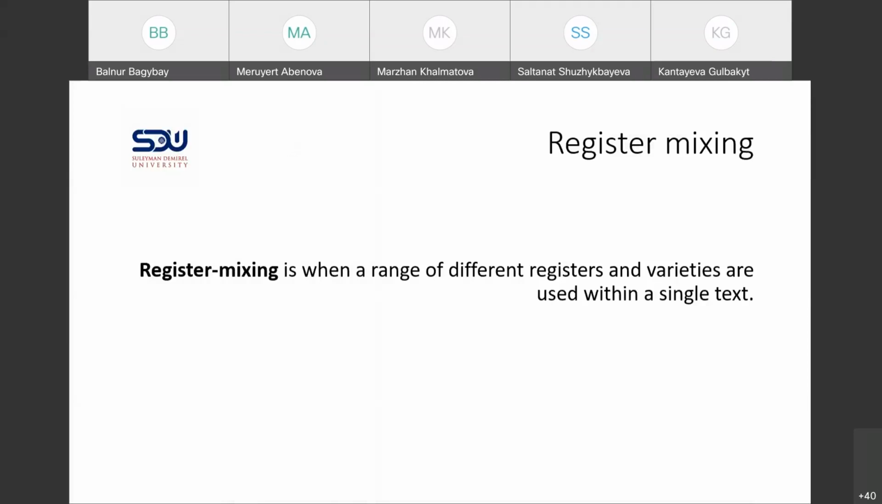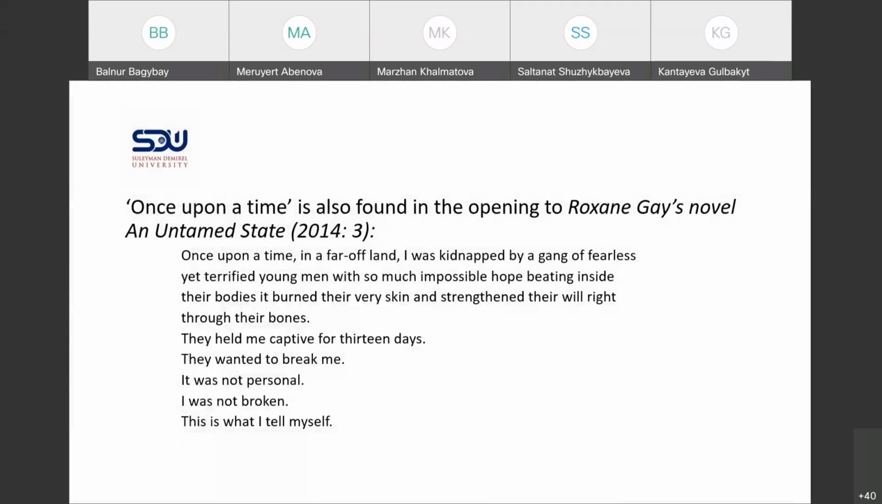Register mixing was widely discussed by Mr. Leach. You may have heard about this linguist in his work that was published in 1969. He defined register mixing as the mixing of a range of different registers and varieties used within a single text. So this opening to the novel is a pure example of register mixing.